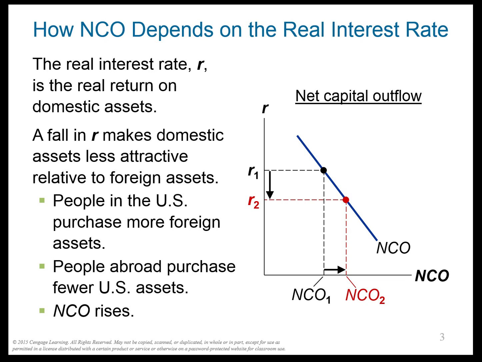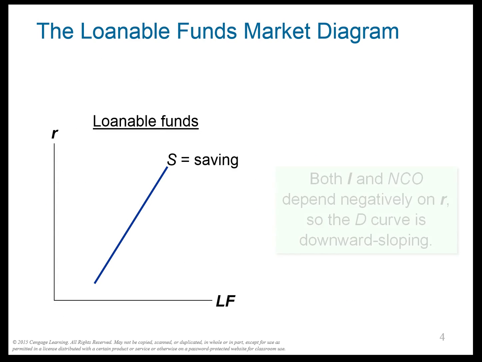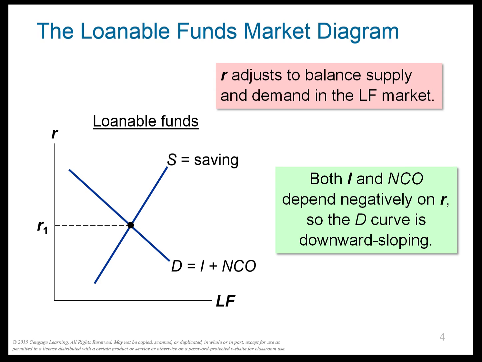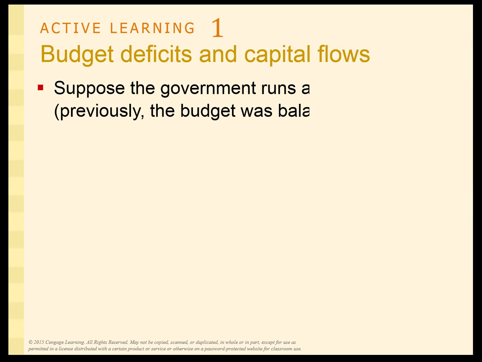Because that's basically saying that our capital is outflowing of the United States. When the interest rate here goes down, people move their money elsewhere where they can get a higher rate of return, so NCO goes up. So therefore, NCO also has a negative slope. Okay, so the demand curve total is downward sloping because both I and NCO have a negative slope. And then, just like before in the market for loanable funds, the interest rate adjusts, so we're at equilibrium in the markets.